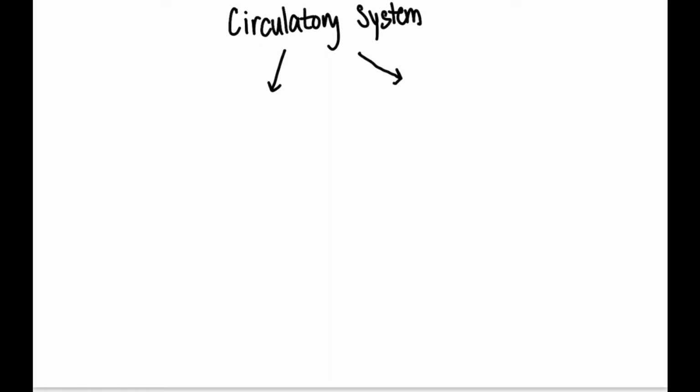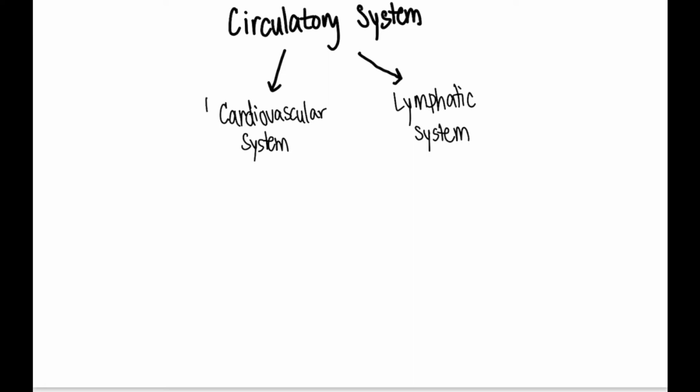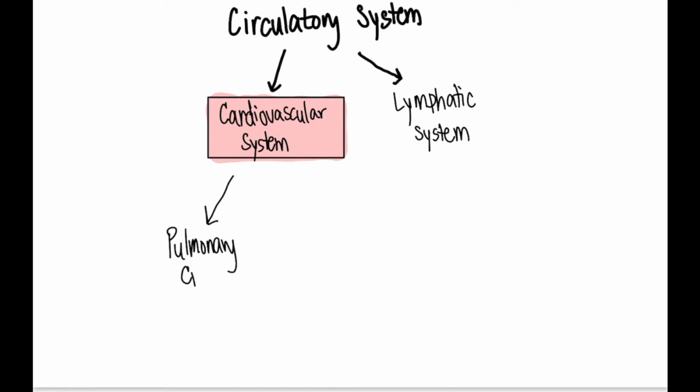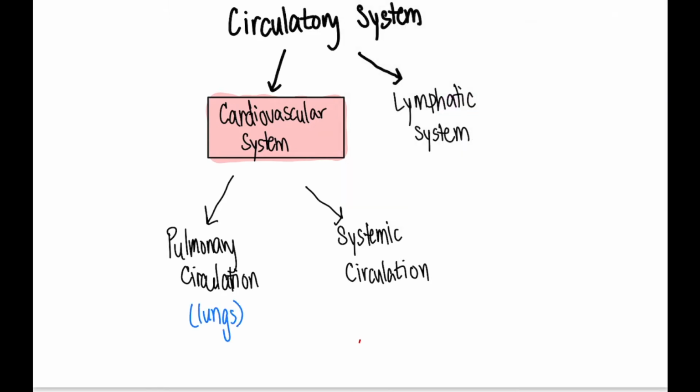So first, an introduction to the circulatory system. The circulatory system is composed of 2 parts. It's composed of the cardiovascular system and the lymphatic system. Today, we will specifically focus on the cardiovascular system, and in a later video, we will go through the lymphatic system. The cardiovascular system can be further divided into the pulmonary circulation and into the systemic circulation. The pulmonary circulation is going to be the circulation dealing with the lungs, and the systemic circulation is going to be the circulation dealing with the body.